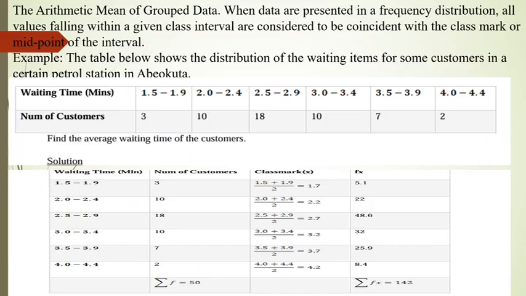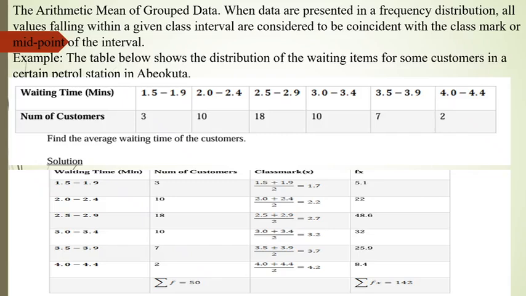Example: the table below shows the distribution of the waiting times for some customers in a petrol station in Abeokuta. We have the waiting time in minutes, which is 1.5 to 1.9 minutes, 2.0 to 2.4 minutes, 2.5 to 2.9 and so on, as shown in the table. And we have the number of customers: 3, 10, 18, 10, 7, and 2. They say find the average waiting time of the customers.